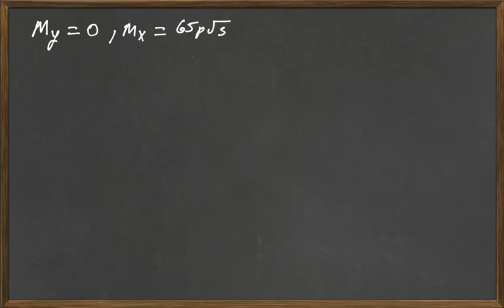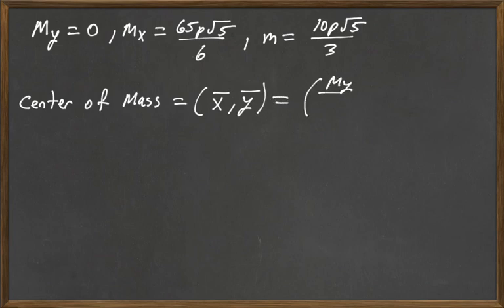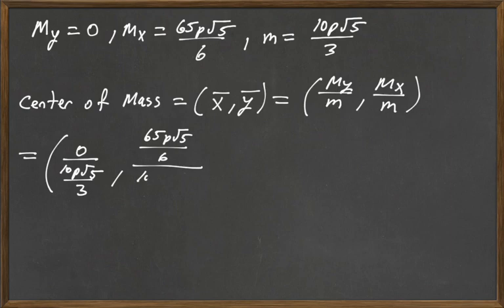So moment about the y-axis is 0. Moment about the x-axis is 65 rho root 5 over 6. And then the mass of the system is 10 rho root 5 all over 3. The center of mass is going to be x bar, comma y bar. So m sub y over m, comma m sub x over m. So it's going to be 0 over 10 rho root 5 over 3, comma 65 rho root 5 over 6, divided by 10 rho root 5 over 3.